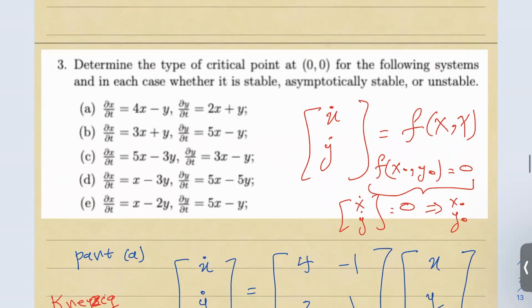Question 3. The critical point is when x prime and y prime equal 0. It is the same as the one that we have seen in the first question of the assignment. What do we call there? Stable and unstable points.